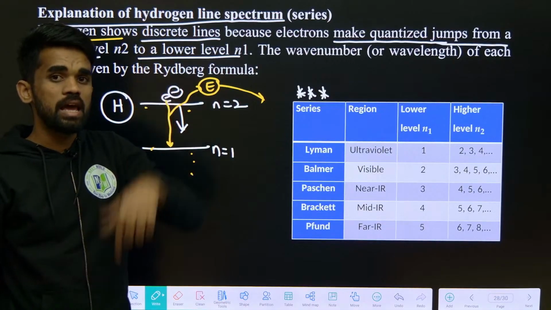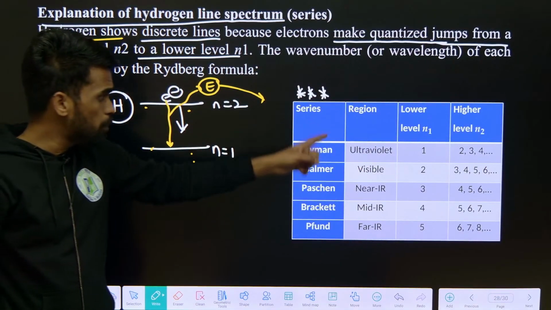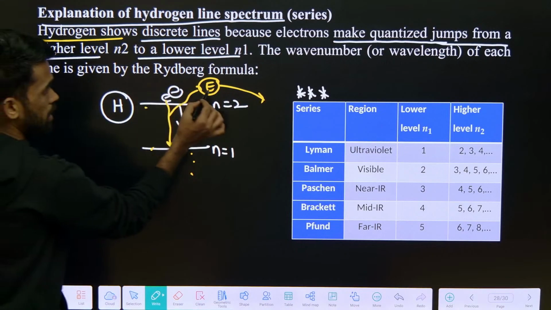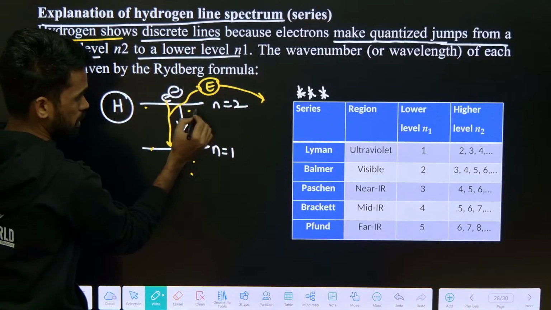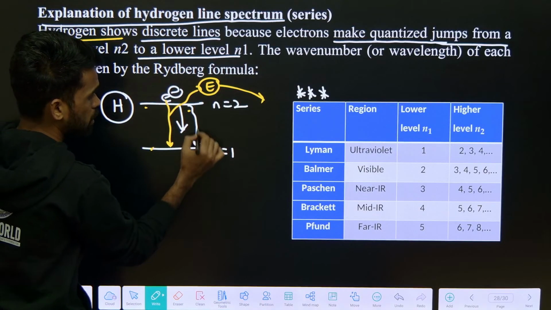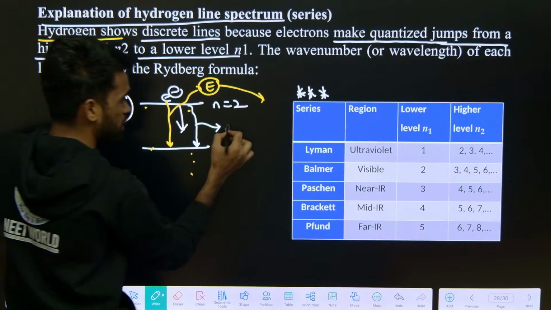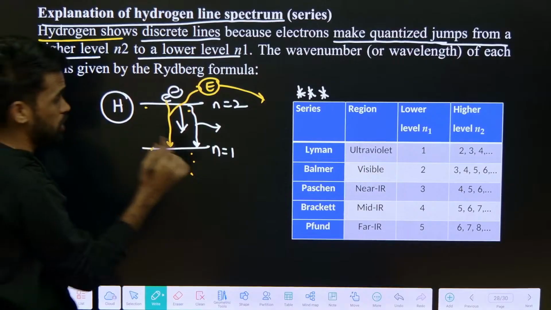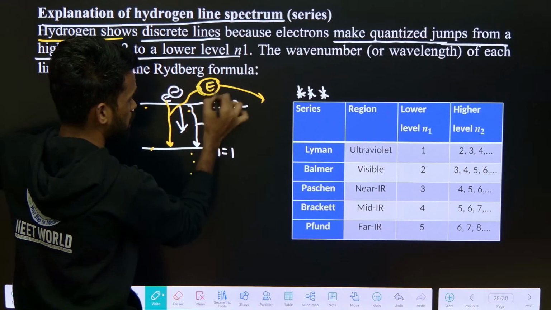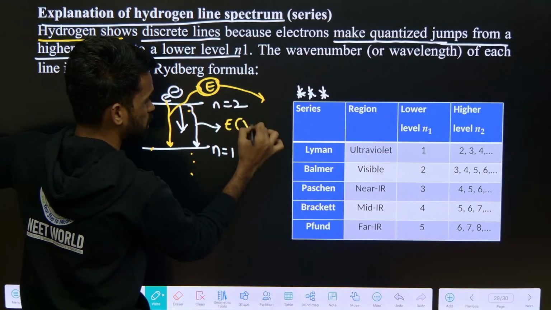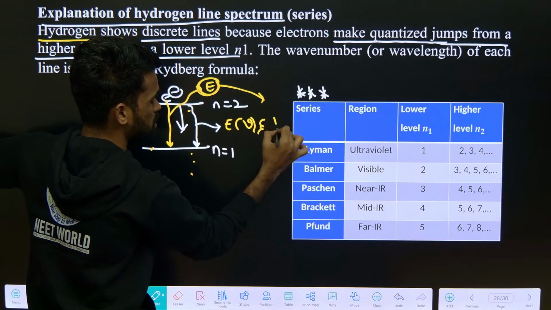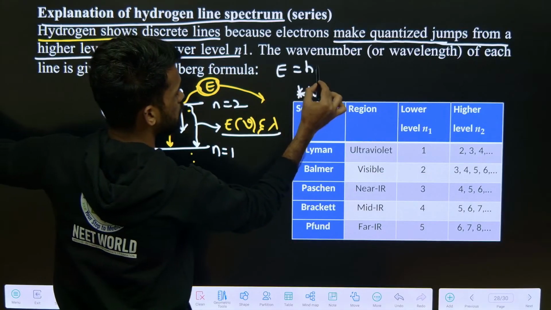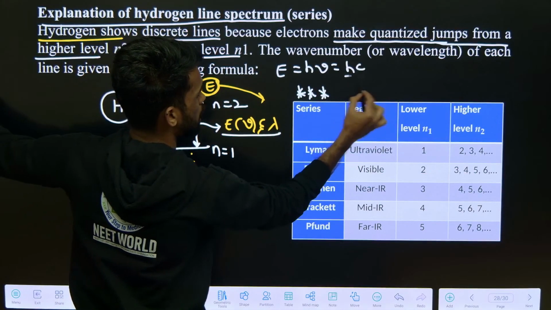Those lines appear in this manner. If the electron is falling from there to here, this line will have some energy associated with it, which I denote E, or it will have some frequency nu, or some wavelength lambda. Why am I mentioning so many quantities? Because E equals h nu, or we can write hc by lambda.